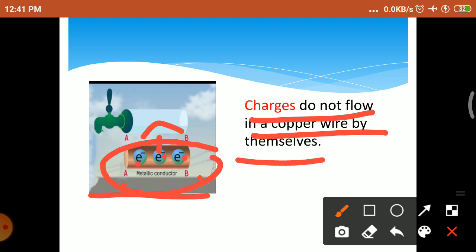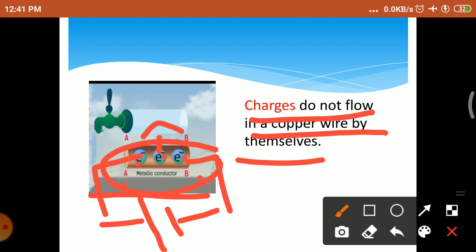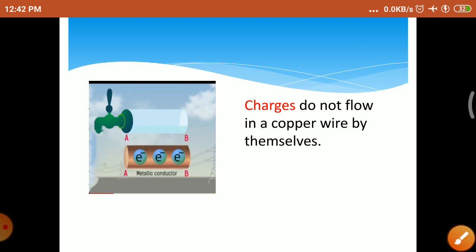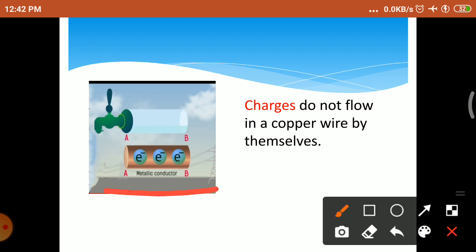So for the charges to flow in the conductor, I have to connect an external agent. When I connect the external agent, the electrons flow continuously in the circuit. When the electrons flow continuously in the circuit, the electric current is produced. Otherwise, there is no electric current. So when the conductor is simply like that, there is no flow of electric charges, so no electric current is produced.